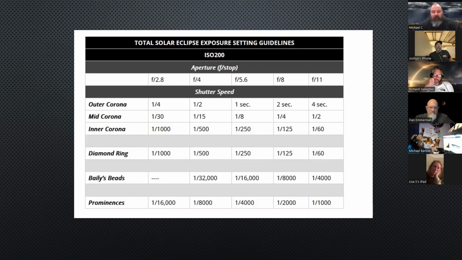And again, the diamond ring, you'll have the filter on. The last two, the prominences and the Bailey beads, you may have the filter off, and that's why those numbers are going to be a lot higher for the shutter speed. Plus, they can be very instantaneous flashes.